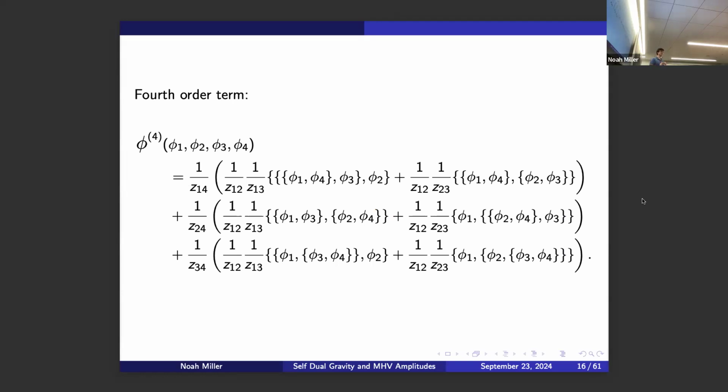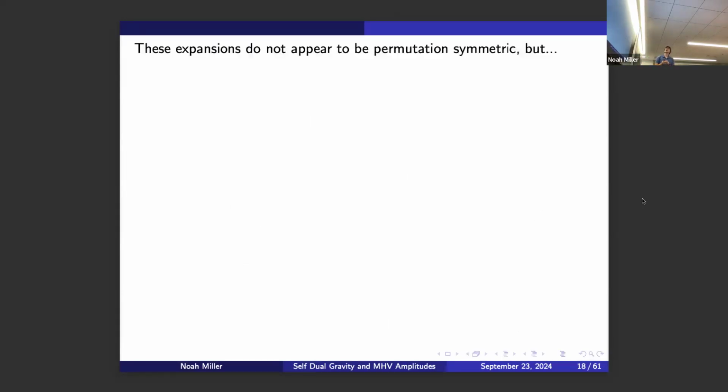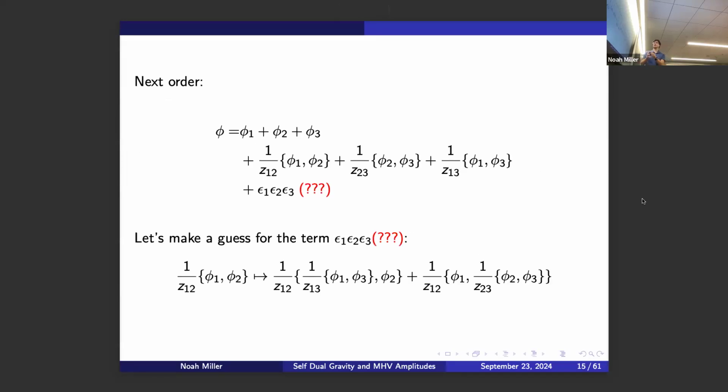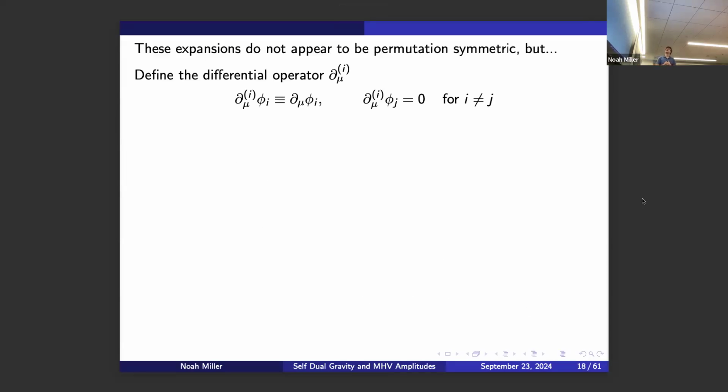And this turns out to solve the perturbiner expansion. These terms you can write with binary tree graphs, where you take the previous graph and keep sticking the next one into all the other previous things on the next graph. And these perturbiner expansions don't appear to be permutation symmetric, right? Like here, we're not treating 1, 2, and 3 all the same way, because we took 3 and stuck it into 1 and 2. So you would think that the expansion should be permutation symmetric.